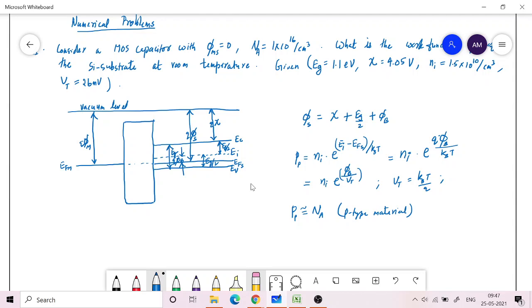P-type material is doped only with one kind of impurity atom, which is the acceptor impurity atom. So the concentration of holes, the majority carriers, is more or less the same as the doping concentration. So we have two equations for PP: one is the above one, the other is PP equal to Na. Therefore I can write Na is equal to Ni into e raised to phi_B by Vt.